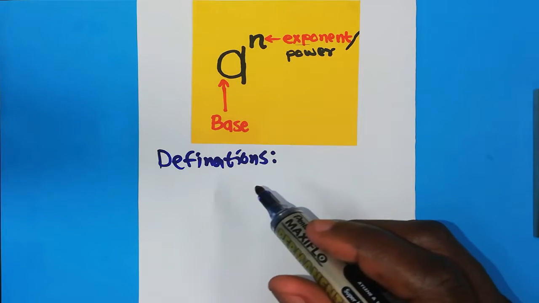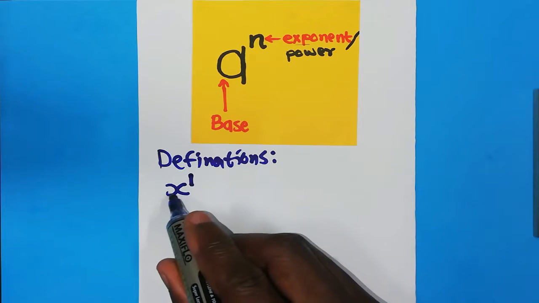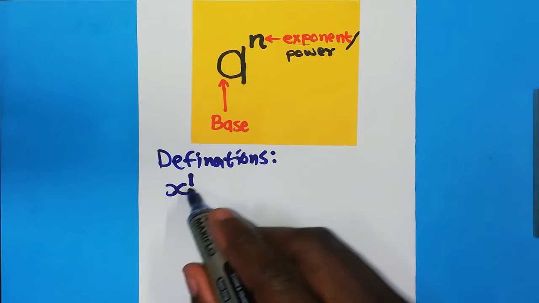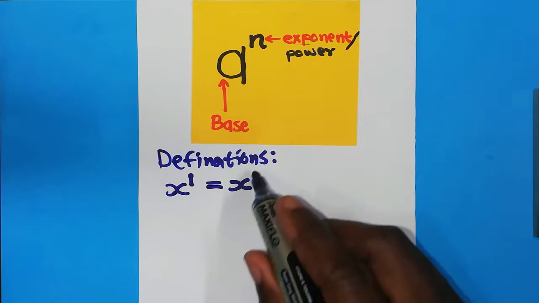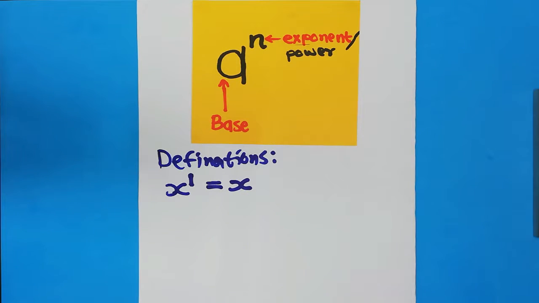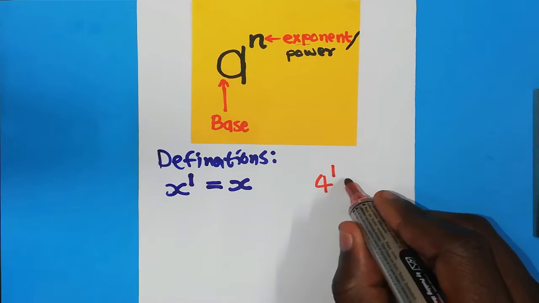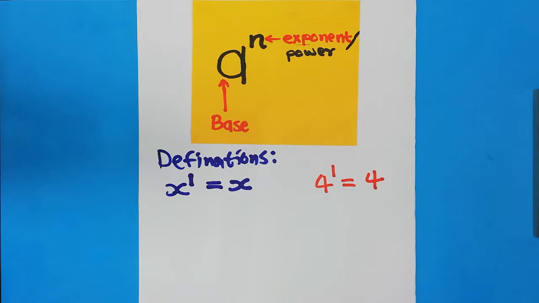So the first definition that you need to know is when you have x, or a variable, raised to the exponent 1, your answer is always that variable without the 1, but the 1 is actually there. Normally we do not write it. Now the second one, let's just say an example. When you have 4x to the exponent 1, the answer will give you 4x.